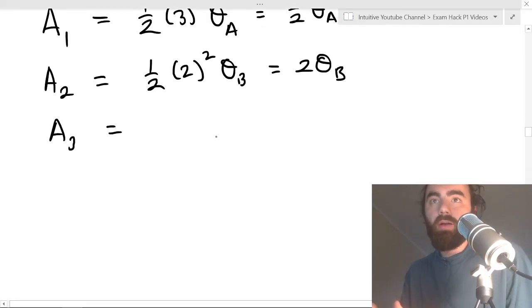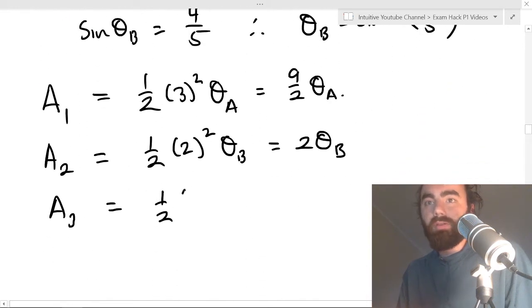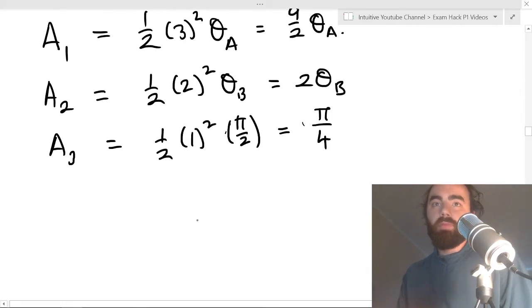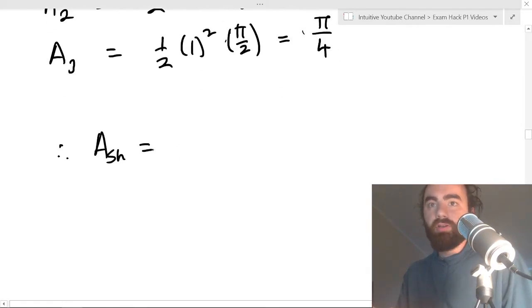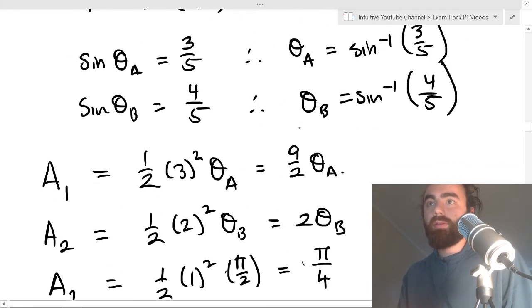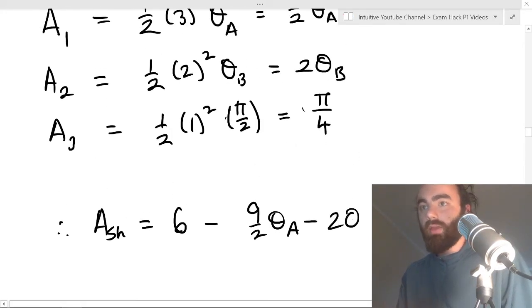And finally our third one is half, and the radius is 1, so of 1 squared times our theta C, which in this case is just pi over 2, well that's going to equal pi over 4, right? So therefore the area of our shaded region is simply 6, the area of the triangle, minus 9 over 2 theta A minus 2 theta B minus pi over 4.